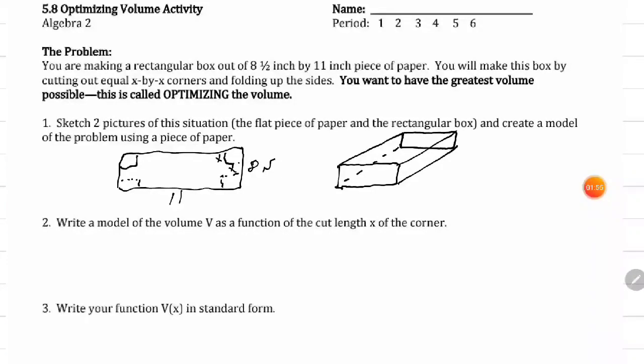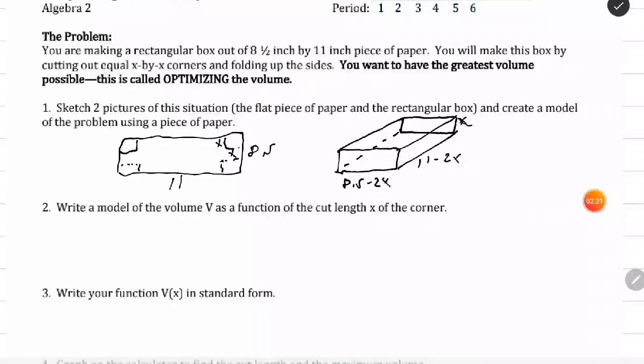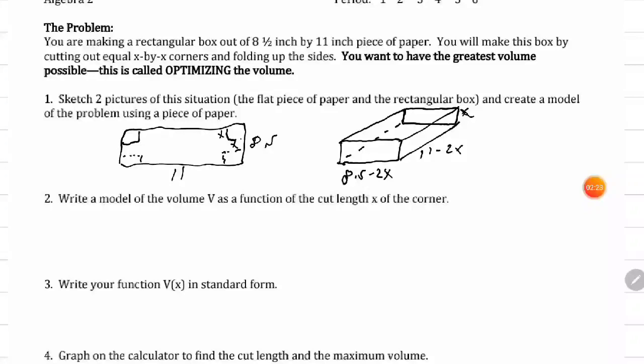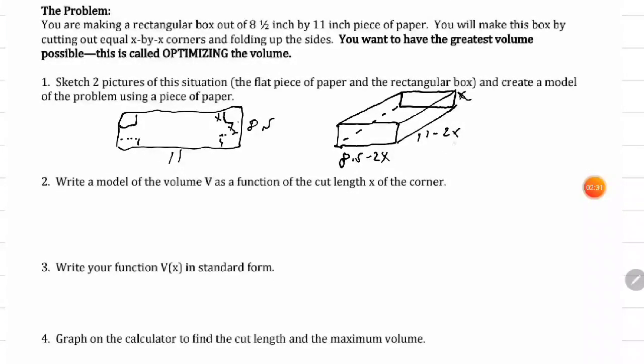So the height of our box is going to be x. That's the piece we're cutting out. Our new length is going to be 11 minus 2x, because remember we're cutting an x from the left side and the right. And our width is also going to be 8.5 minus 2x, because we're also cutting from the top and bottom.